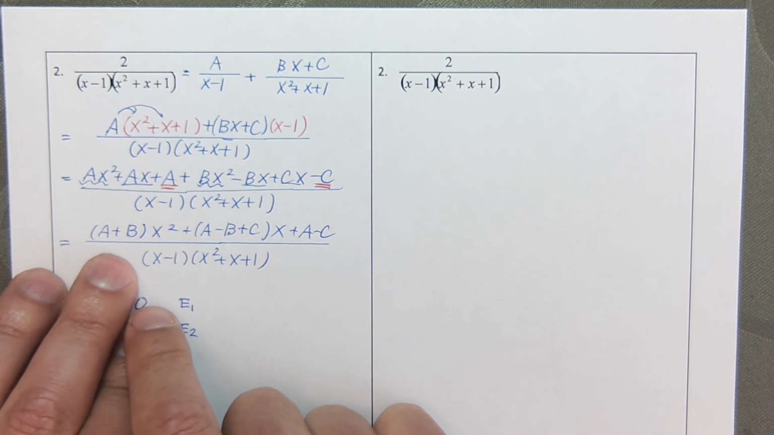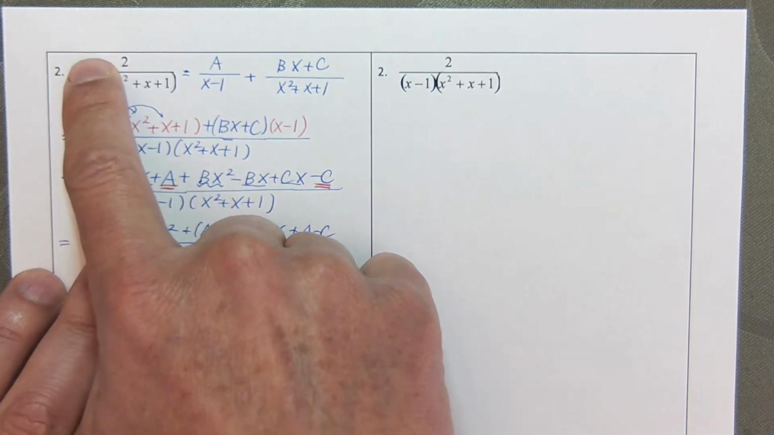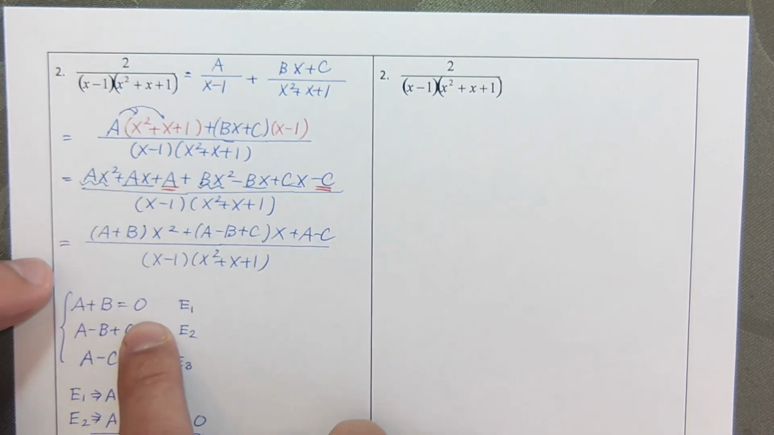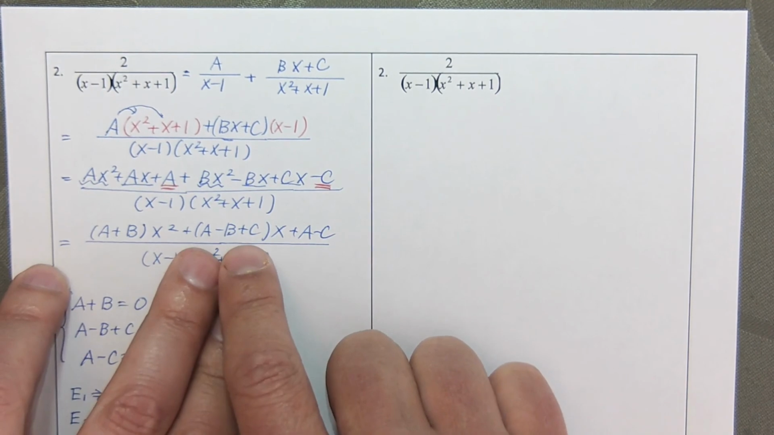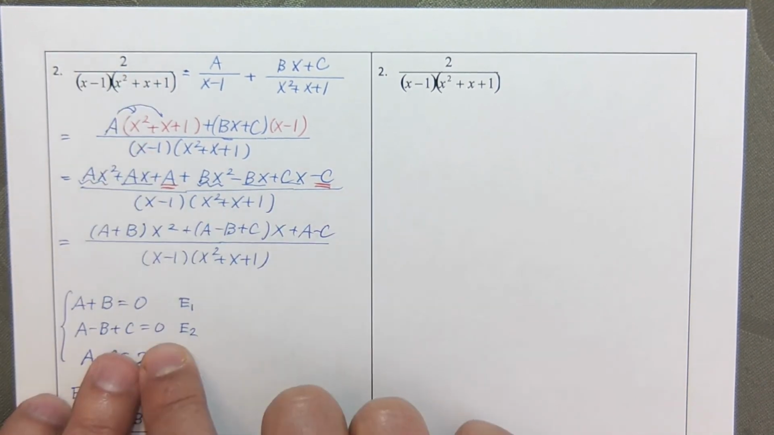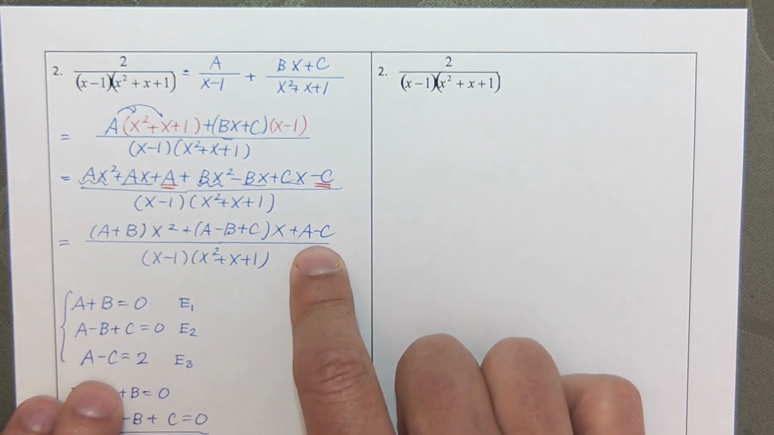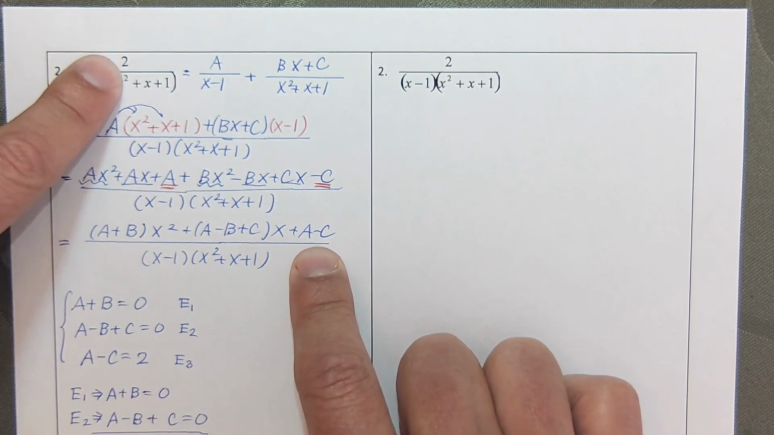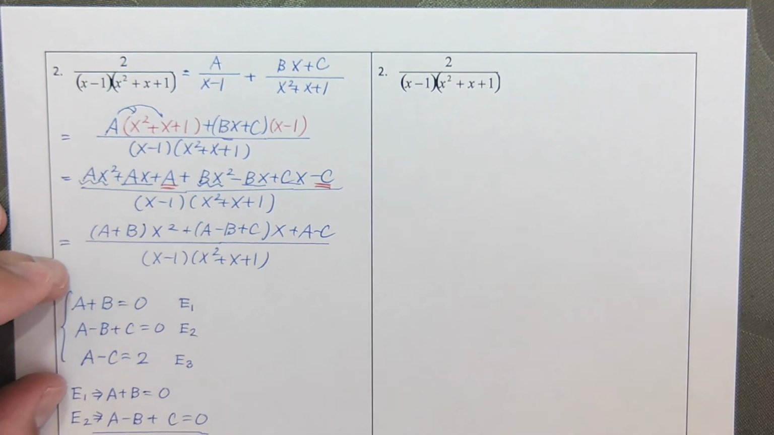So now I have the a plus b. You see there's no x squared up here? That means it's equal to 0. Here's the coefficient of x. You'll notice there's no x here either. That's also going to equal 0. And last up, we have the a minus c. That's going to match up with the 2 there. So here are my three equations with three unknowns.